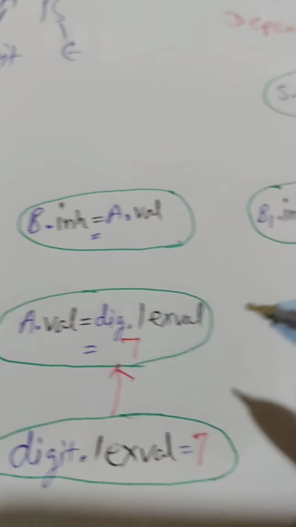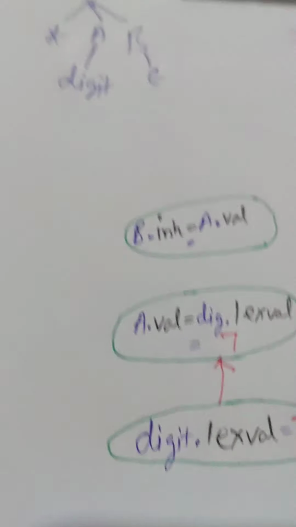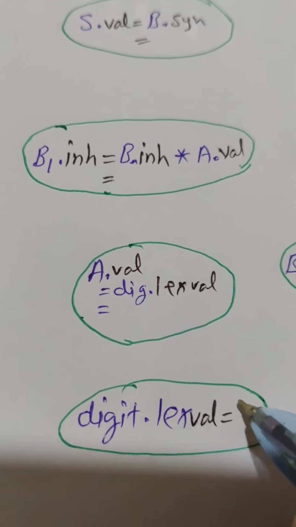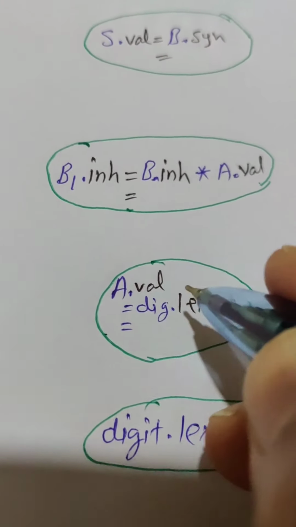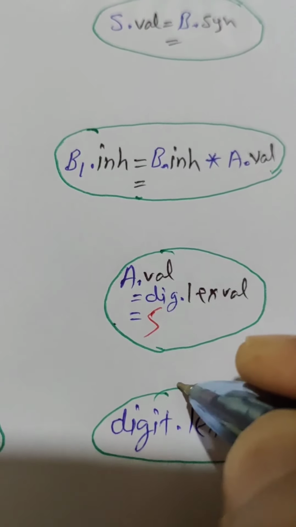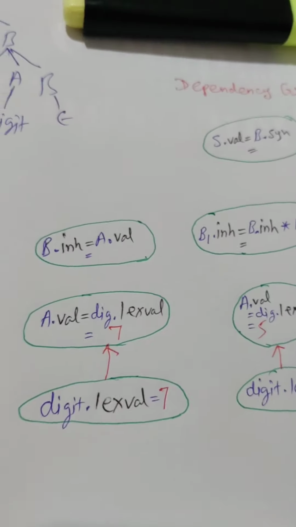Now same thing here, we have A goes to digit, which has the same semantic action, A.val equal to digit.lexval. So digit.lexval here is 5 for this digit. So the lexval value of digit is 5 here. So A.val is equal to digit.lexval, that is again 5 here. This value gets transferred here. So this arrow goes from here to here.